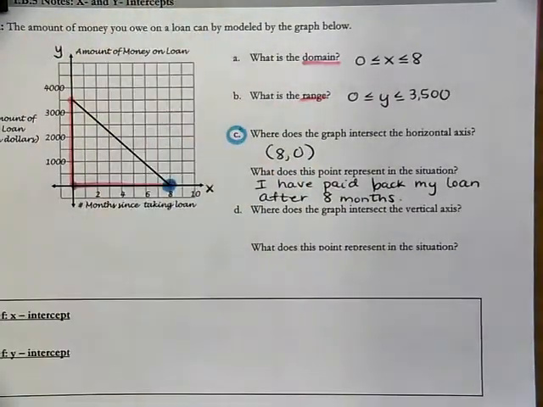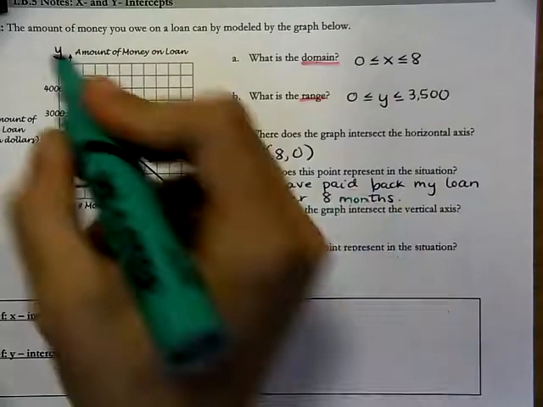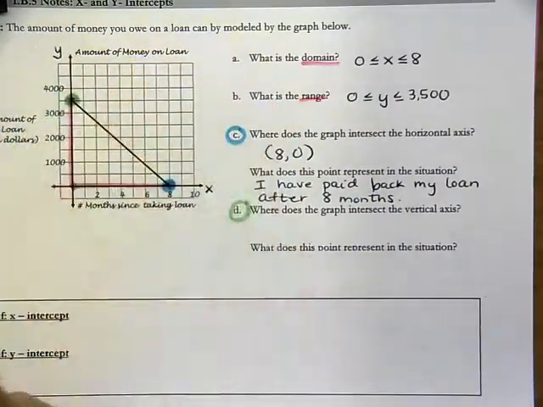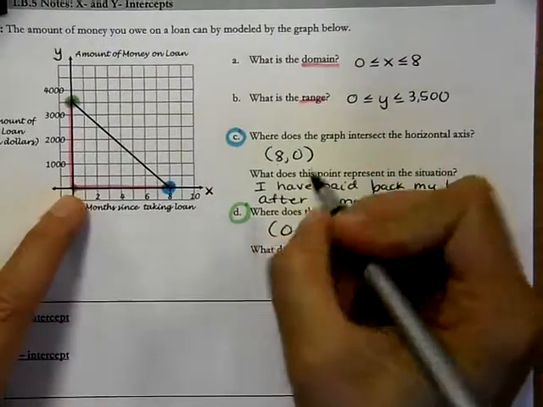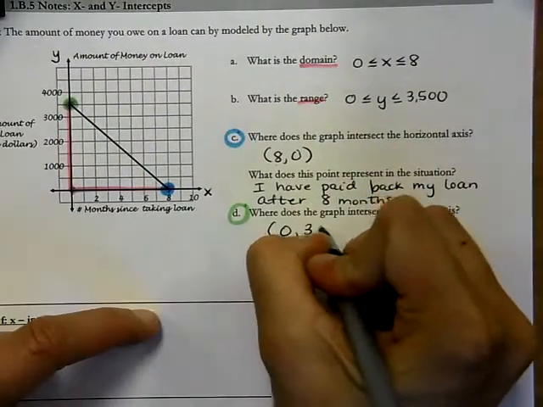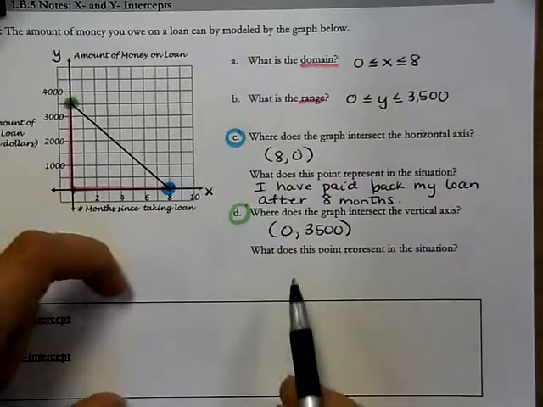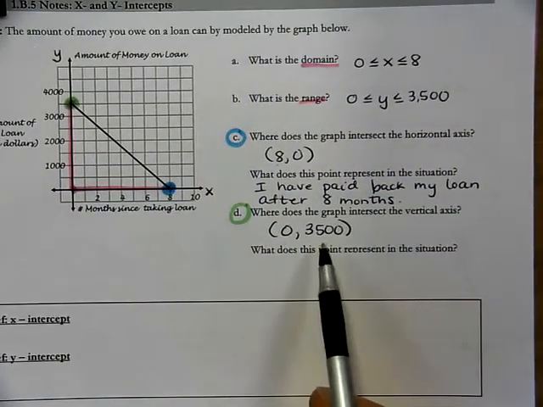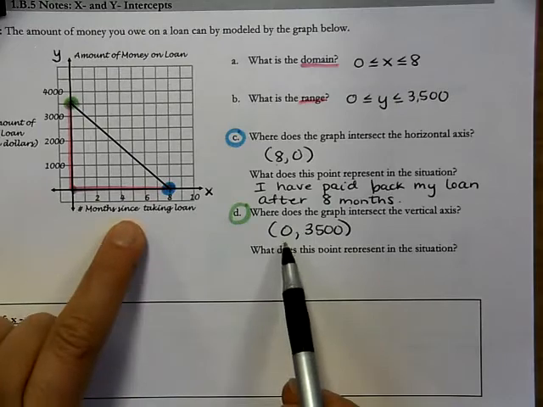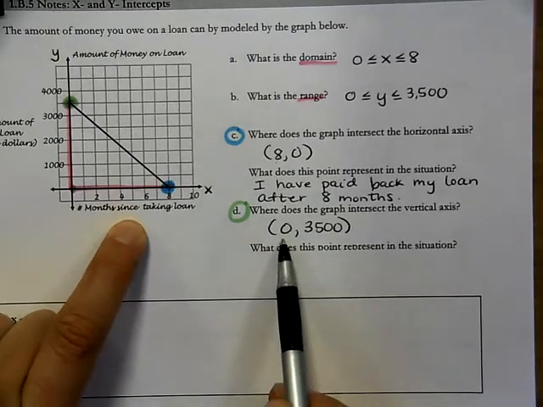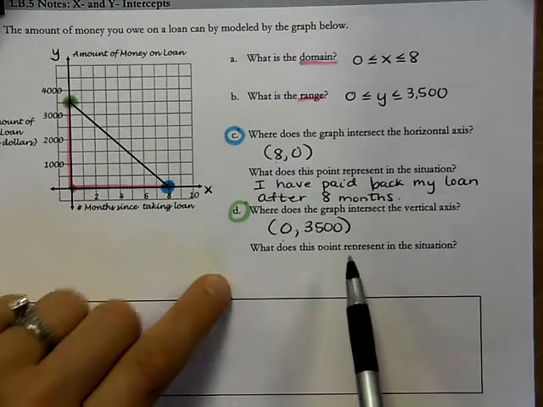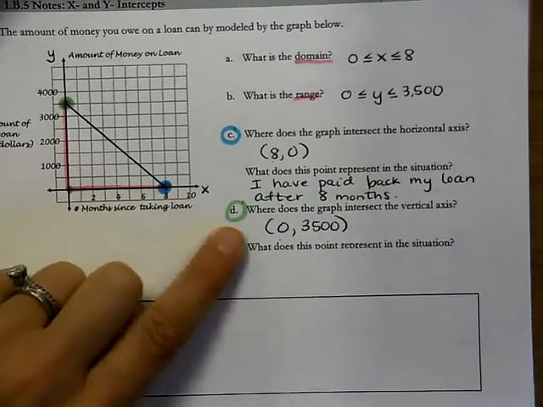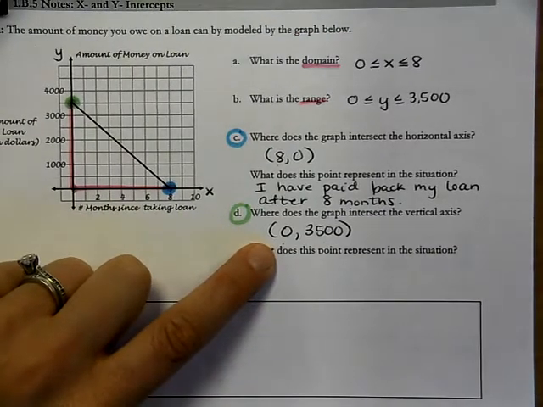The next question says, where does the graph intersect the vertical axis? I know vertical means up and down, so I'm going to circle that in green and plot that point. This is where the graph intersects the vertical axis. The ordered pair there is 0 for the x, y is 3,500. So what that means is when x is 0, y is 3,500. Or when the number of months since taking out the loan is 0, then the y, the amount on the loan, is 3,500. If months since taking out the loan is 0, that means no months have passed. It's at the beginning.